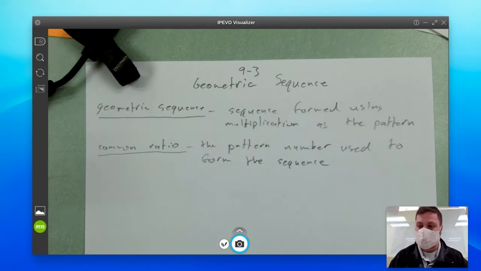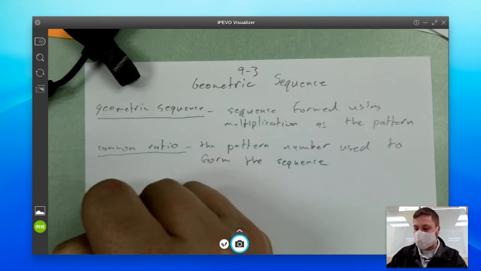An arithmetic sequence is when the pattern is addition or subtraction. Here we see that a geometric sequence is a sequence formed using multiplication as the pattern. Okay, and the pattern number is called the common ratio in this situation. We're again going to be able to write explicit and recursive formulas for both of these. Let's start with the recursive formula.